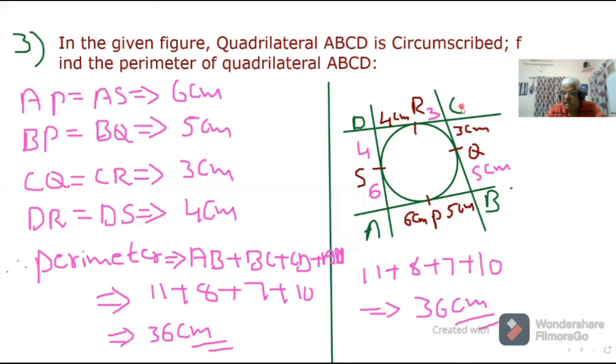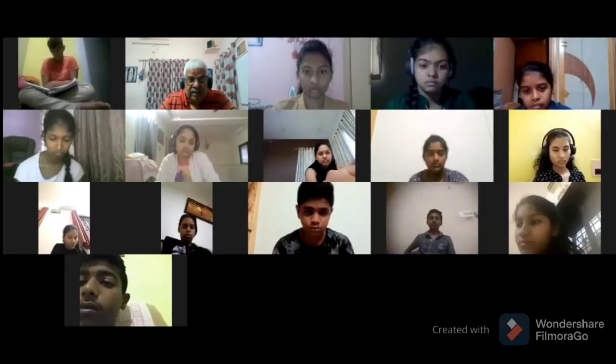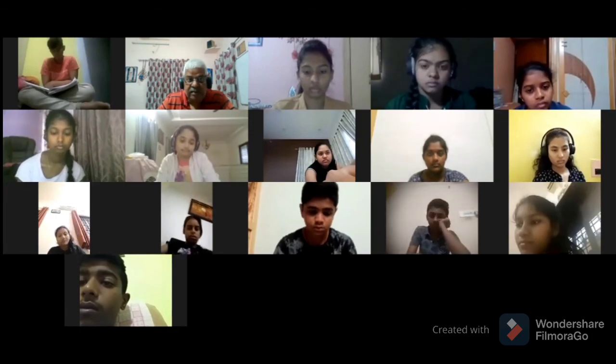Next, C is external point. CR, CQ are tangents. They are equal to 3 centimeter. D is the external point. DR and DS are the tangents. Both of them are equal, 4 centimeter. So that finally you got the perimeter of the given quadrilateral is how much? 36 centimeter we have concluded. Now with this my explanation of this problem is completed, dear.